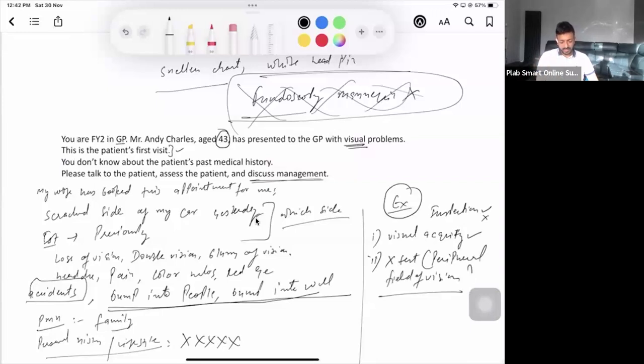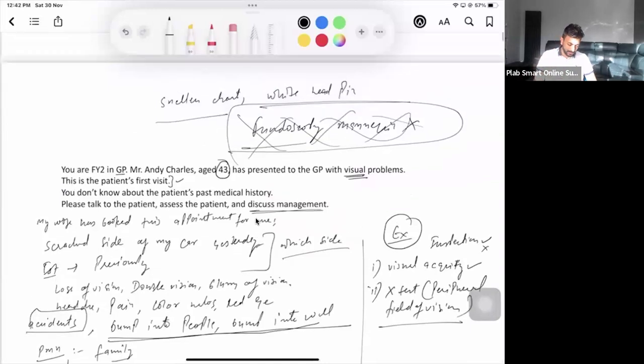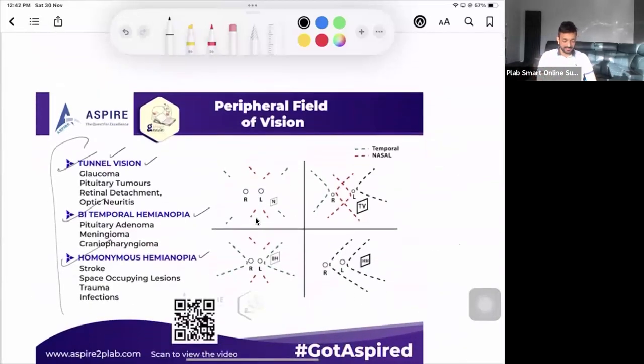And what's going to happen? You will get a problem. Which problem? So the patient might have tunnel vision. The patient might have bitemporal hemianopia. The patient might have homonymous hemianopia. See, tunnel vision, bitemporal, this is not the diagnosis. It is just a finding, but there is a reason behind it. What can be the reason? For tunnel vision, it could be glaucoma, pituitary tumors, retinal detachment, optic neuritis. And this is what you need to discuss in the management, that I'm going to tell you why.